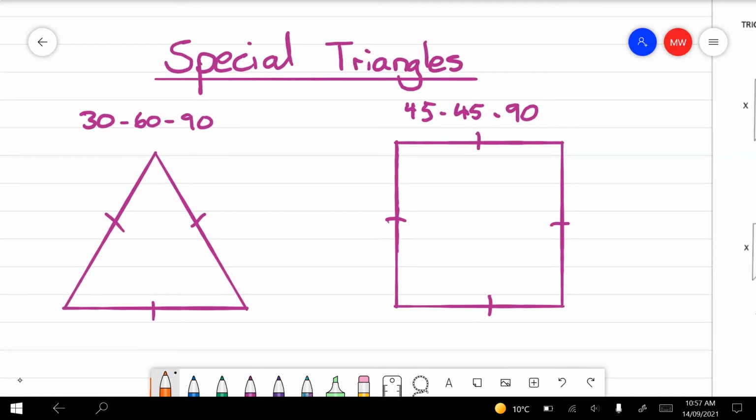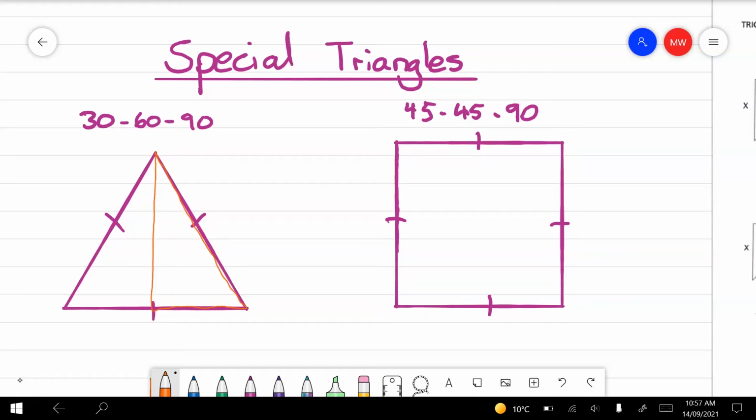They are common triangles that we regularly see, and they are also ones that we'll use in methods next year in trigonometry. The other thing that forms special triangles is that they've got ratios that are nice to work with. So we form them by cutting an equilateral triangle in half.